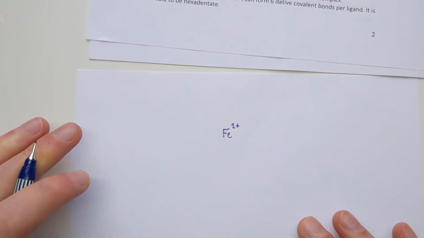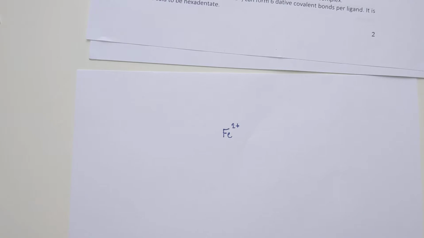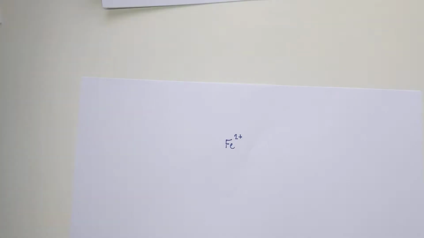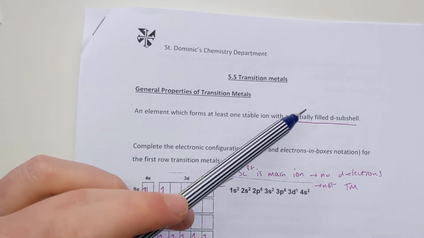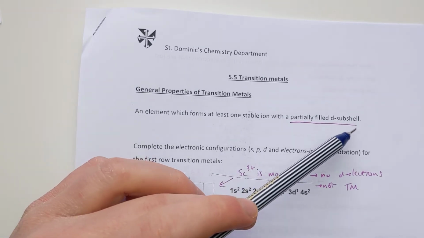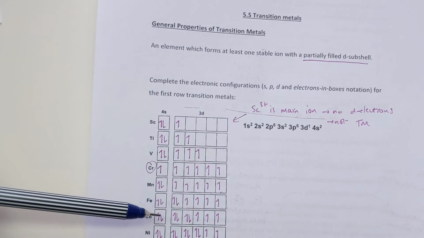Iron 2+ has a positive charge, it's therefore electron deficient. Therefore, it would be quite happy with the scenario where something with electrons, or a surplus of electrons, can give electrons to it because it's got a positive charge. So let's think about how it could accept electrons, and what we can go back to is our definition of what we actually mean by a transition metal. A transition metal is an element which forms at least one stable ion with a partially filled d subshell. That's true about iron 2+.